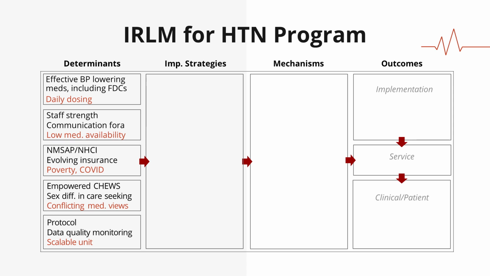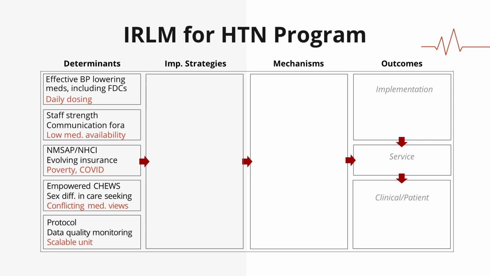On the outer setting, this broader context, the National Multi-Sectoral Action Plan for the Prevention and Control of Non-Communicable Diseases and the Nigerian Hypertension Control Initiative showed that hypertension was a national priority for the Ministry of Health and other key ministries in Nigeria. So it was important for us to align with these priorities so that the work that we're doing supports existing work being done by the government and other key stakeholders.